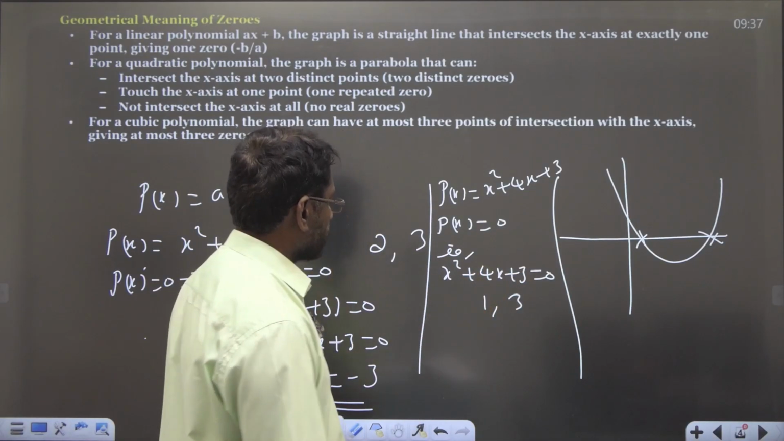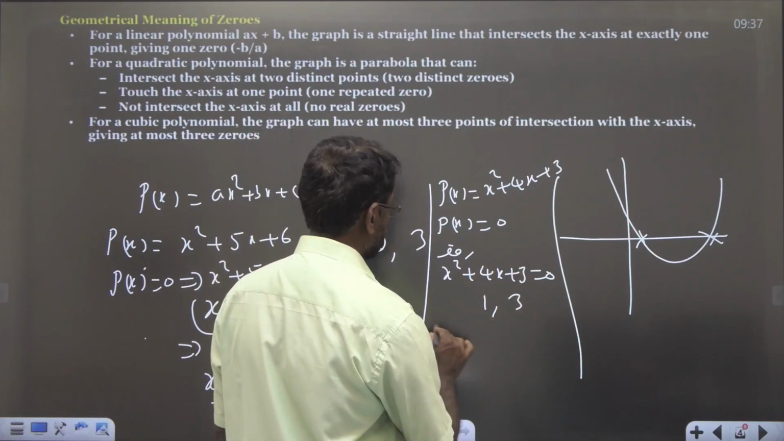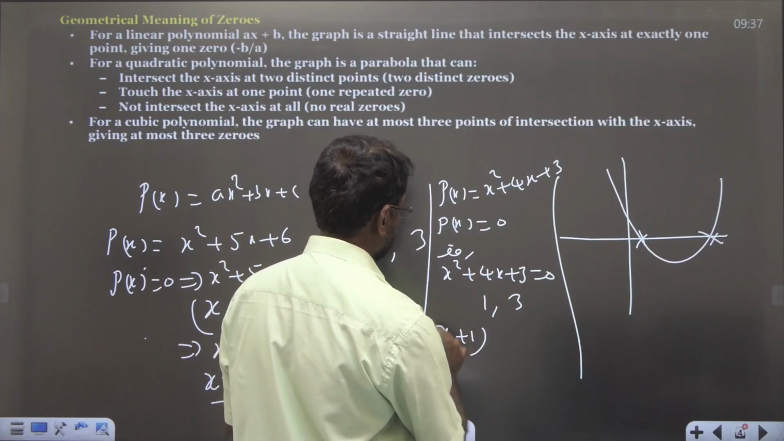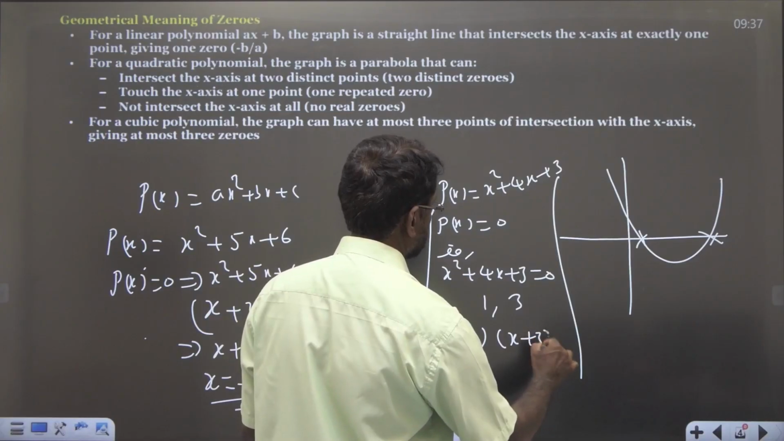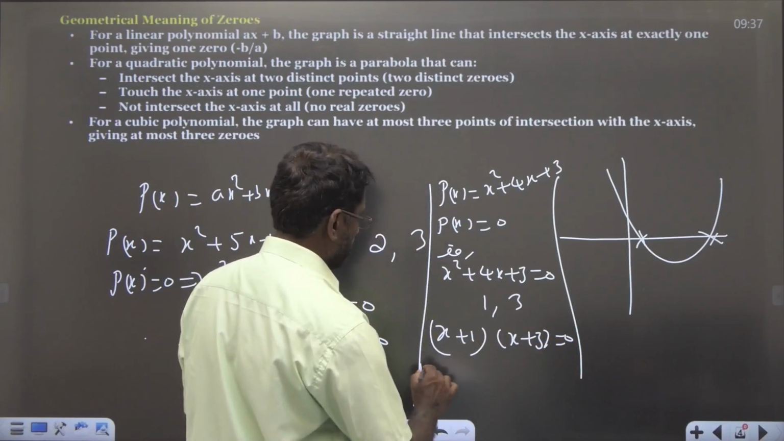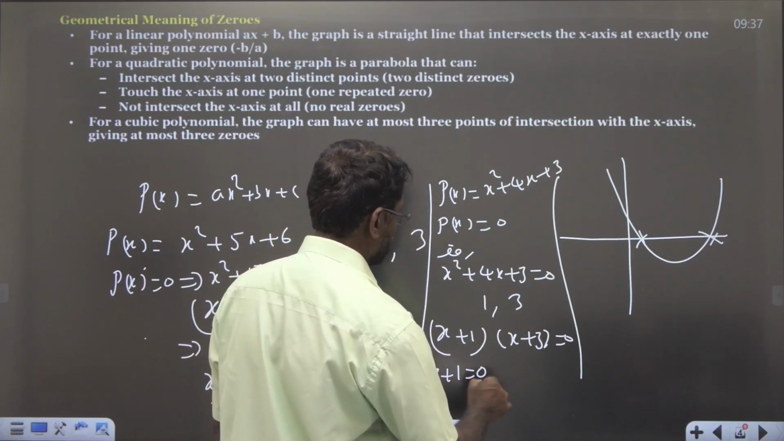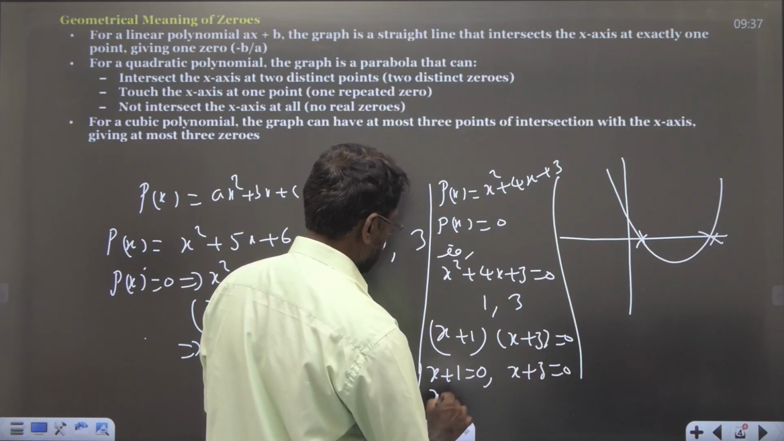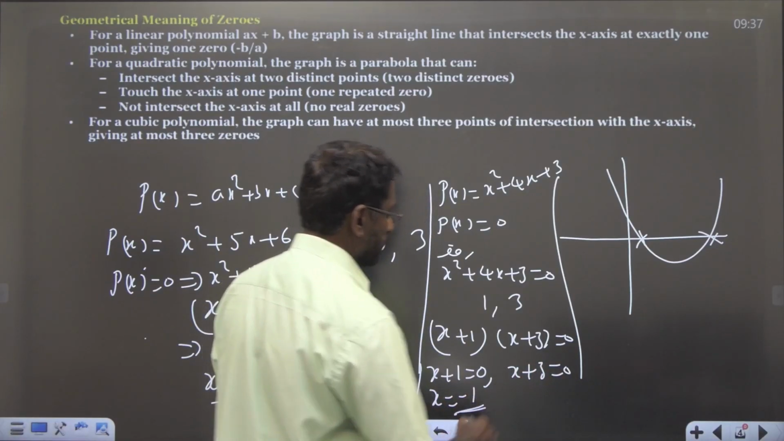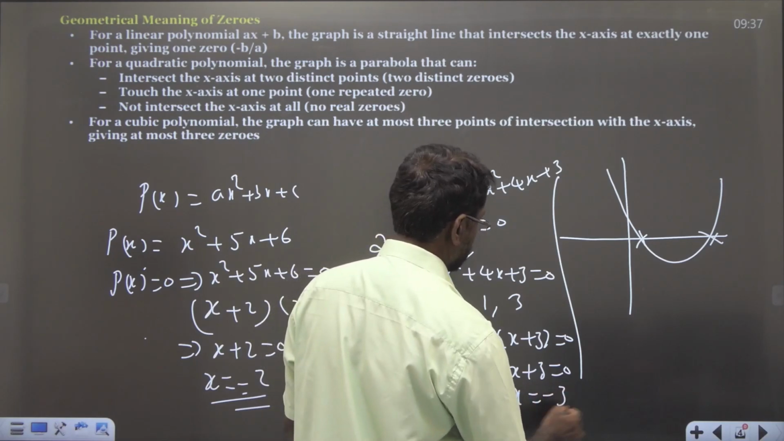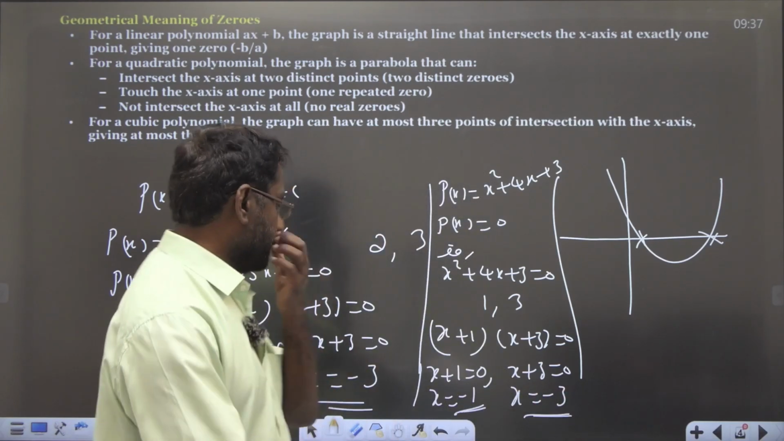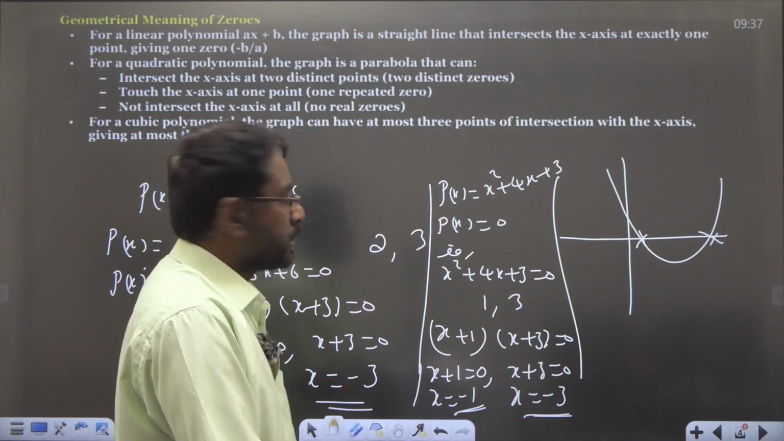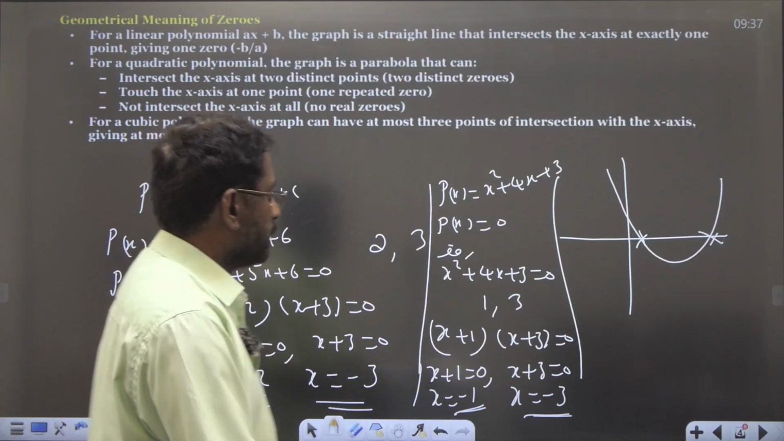Therefore, how can we factorize this? (x plus 1) into (x plus 3) is equal to 0. That means either x plus 1 equal to 0 or x plus 3 is equal to 0. That is x is equal to minus 1, that is one zero. Here it is x equal to minus 3, that is another zero. Okay, these are the zeros of this polynomial, negative 1 and negative 3.